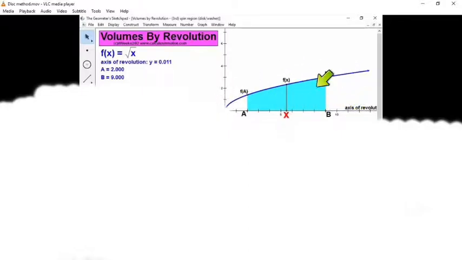And then you're supposed to look at this and go, oh okay, if I'm doing a volume of revolution, that means this right here is your radius. From the x-axis up to the function is your radius. All right, let's try a different one.